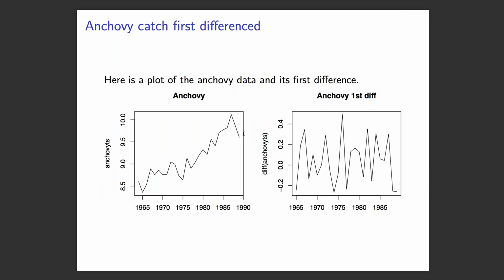So let's look at that for the anchovy. There's our anchovy, and here's the first difference. That looks a lot better. First off, we got rid of that trend, which is what a first difference will do. And now it looks like it's fluctuating around a level. It's not quite 0; it looks almost 0, but it's actually a little bit above that.